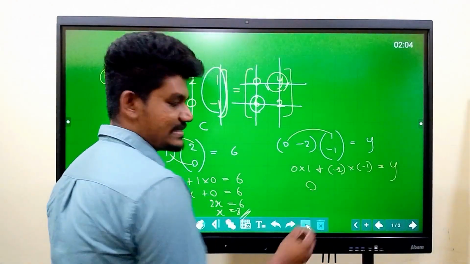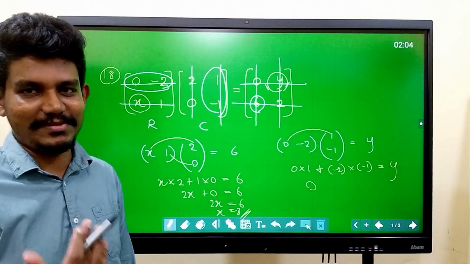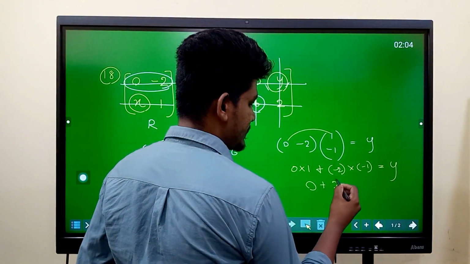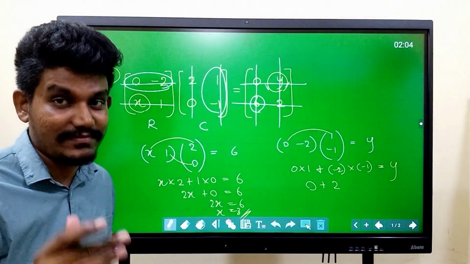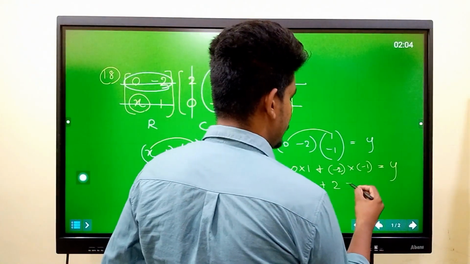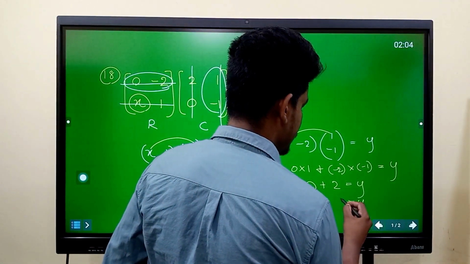Here look at it, it should be 0. 1 times 0 will be 0. Second one, 2 multiplied by 1, 2, but it should be plus 2 because minus 2 into minus 1. When multiplying similar signs, the answer is positive. Then plus 2 equals y and then y equals 2.